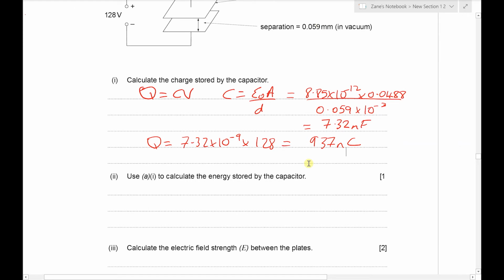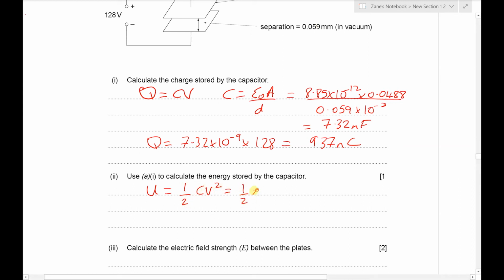Use our answer to part 1 to calculate the energy stored in the capacitor. So we've got a choice of formulas: half CV squared, half QV, half Q squared over C. Doesn't really matter which one we use here. I'm going to go for half CV squared.